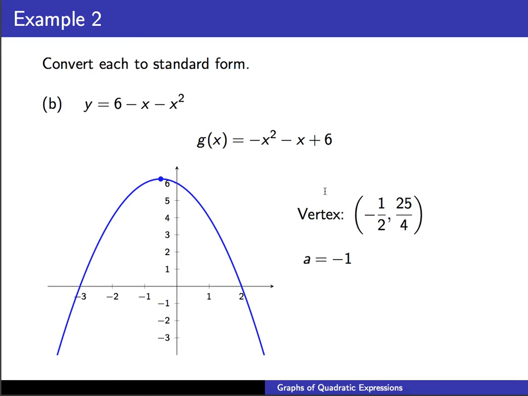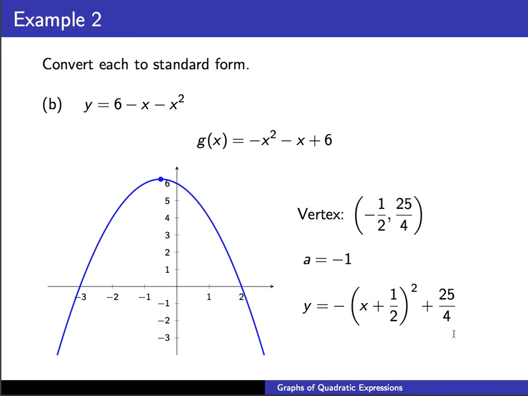So our value of a in front of x squared is negative 1. So we get y equals negative 1 times (x minus a negative 1/2, which becomes x plus 1/2). We're going to square that, and then plus our value of k, the y coordinate of 25/4. So the standard form of 6 minus x squared is negative the expression (x plus 1/2) all squared, and then plus 25/4.